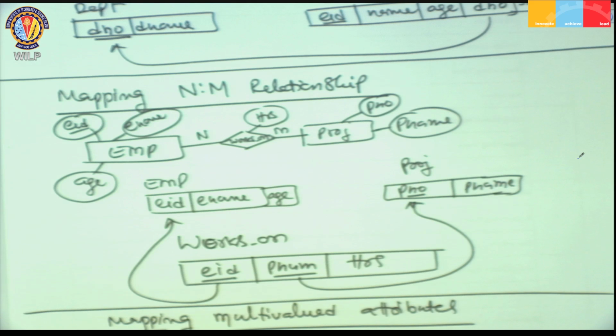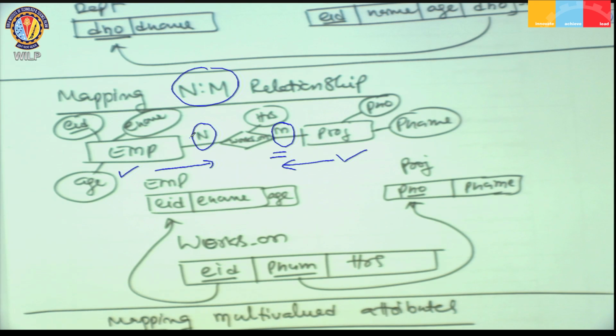Let us take this example. It is an n to m relationship. I have the employee entity type and the project entity type. Either n or m indicates many. So every employee can work with m number of projects, and each project can have n number of employees. And here I have indicated this as a partial participation.